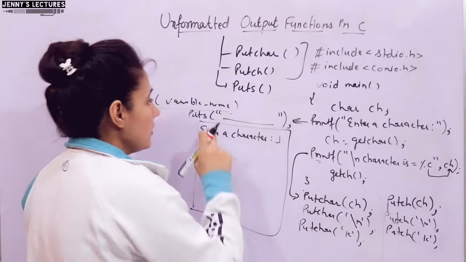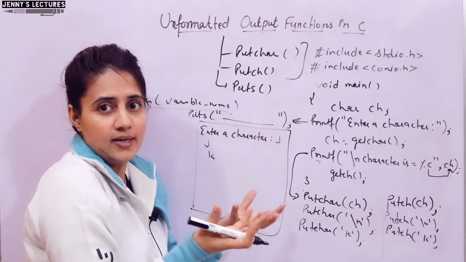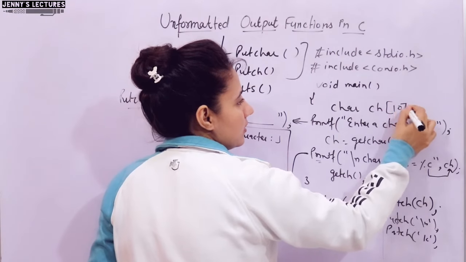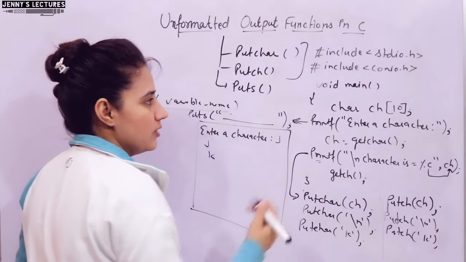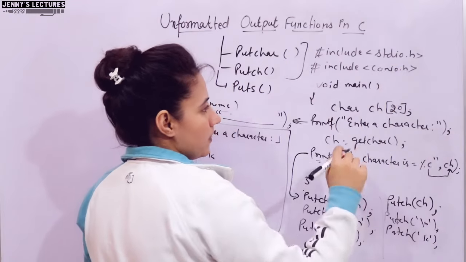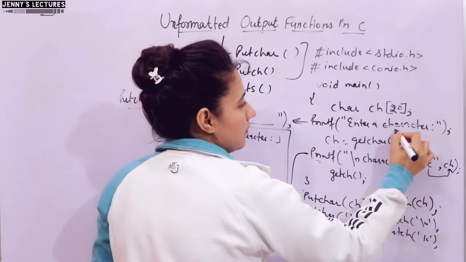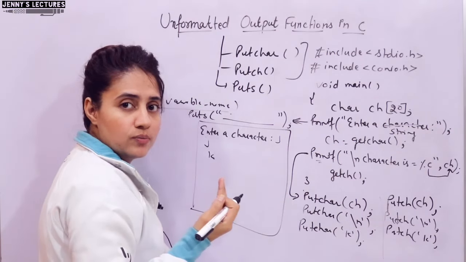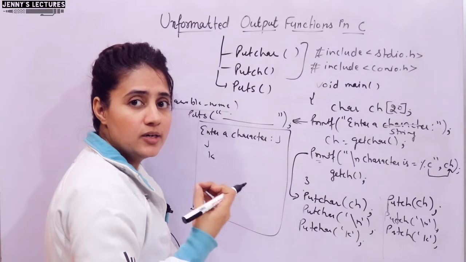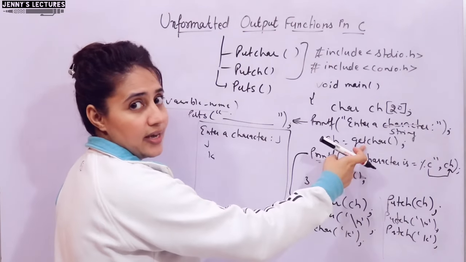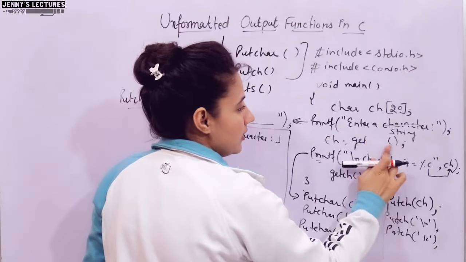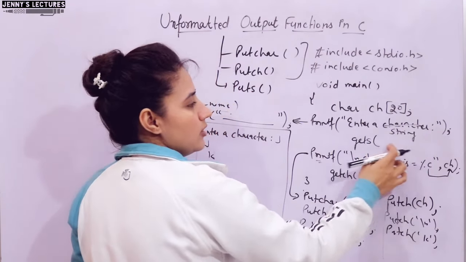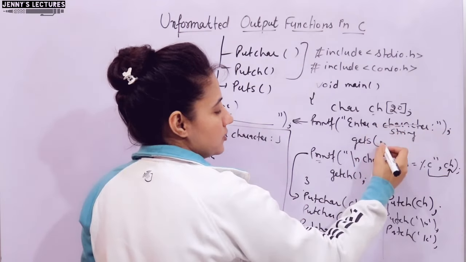The second is going to print a complete string, meaning a character array, right? So suppose I'm declaring a character array ch having size 10, or maybe size 20. I'm writing here "enter a string". To get the string input, we use the unformatted input function gets, not getchar, which is for a single character. So here I'm writing gets, and the argument you pass is the name ch.